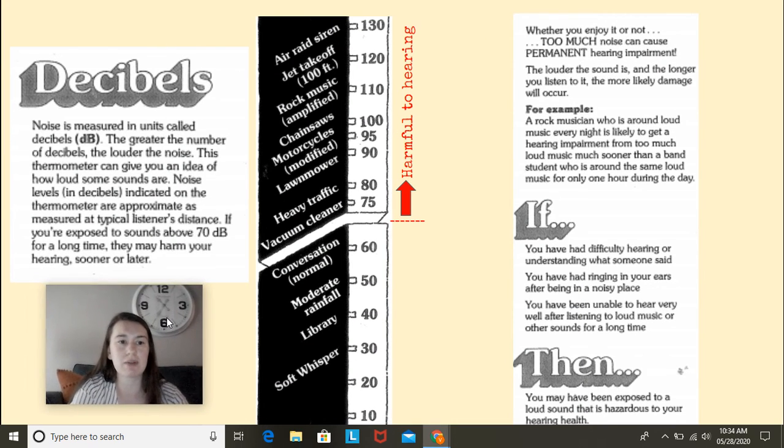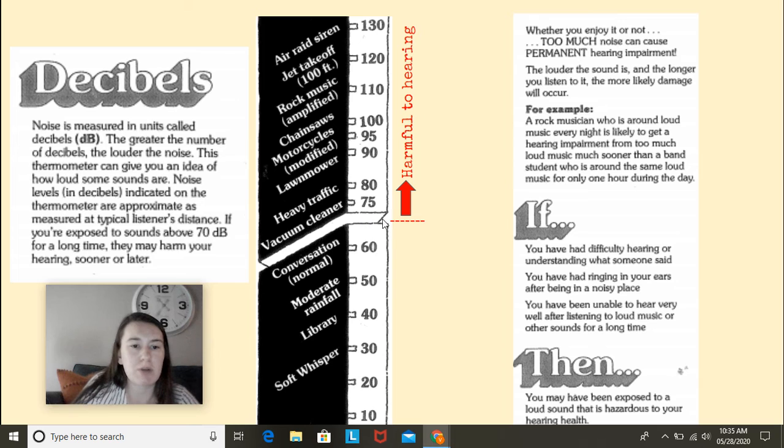All right, so now we're going to talk about something called decibels. So noise is measured. Did you know that you can measure noise? That's super cool, right? Noise is measured in units called decibels. So the greater the number of decibels, the louder the noise. So this thermometer can give you an idea of how loud some noises are. Noise levels are counted in decibels. It's indicated on the thermometer and they're approximate as measured at a typical listener's distance. So if you're exposed to sounds above, right here's about 70.